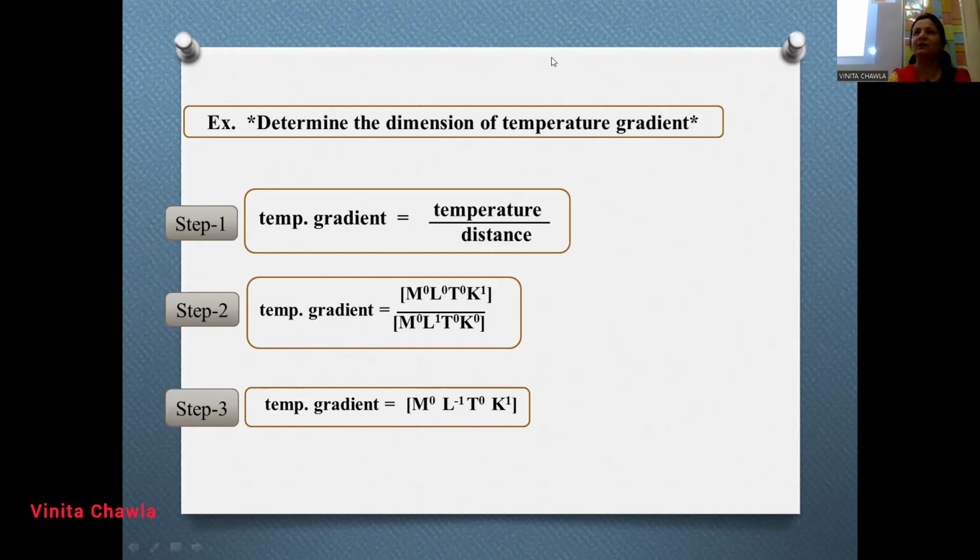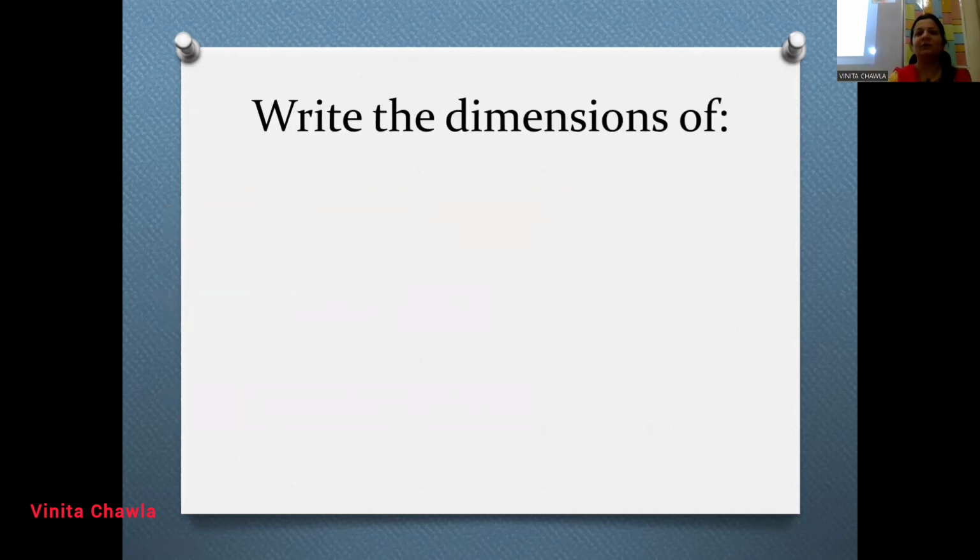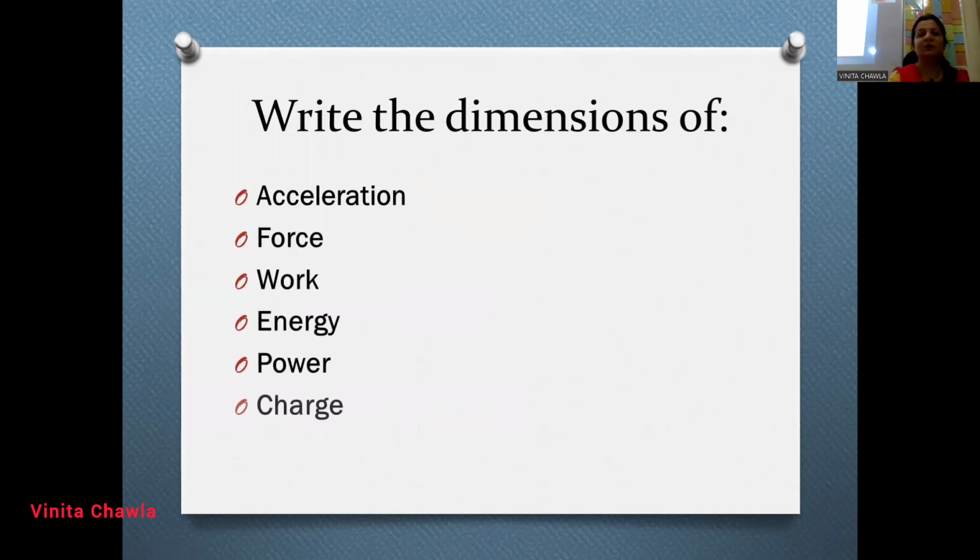Should I move to the next slide? Write the dimensions of acceleration, force, work, energy, power, charge, electric potential. Now you have to write the dimensions.